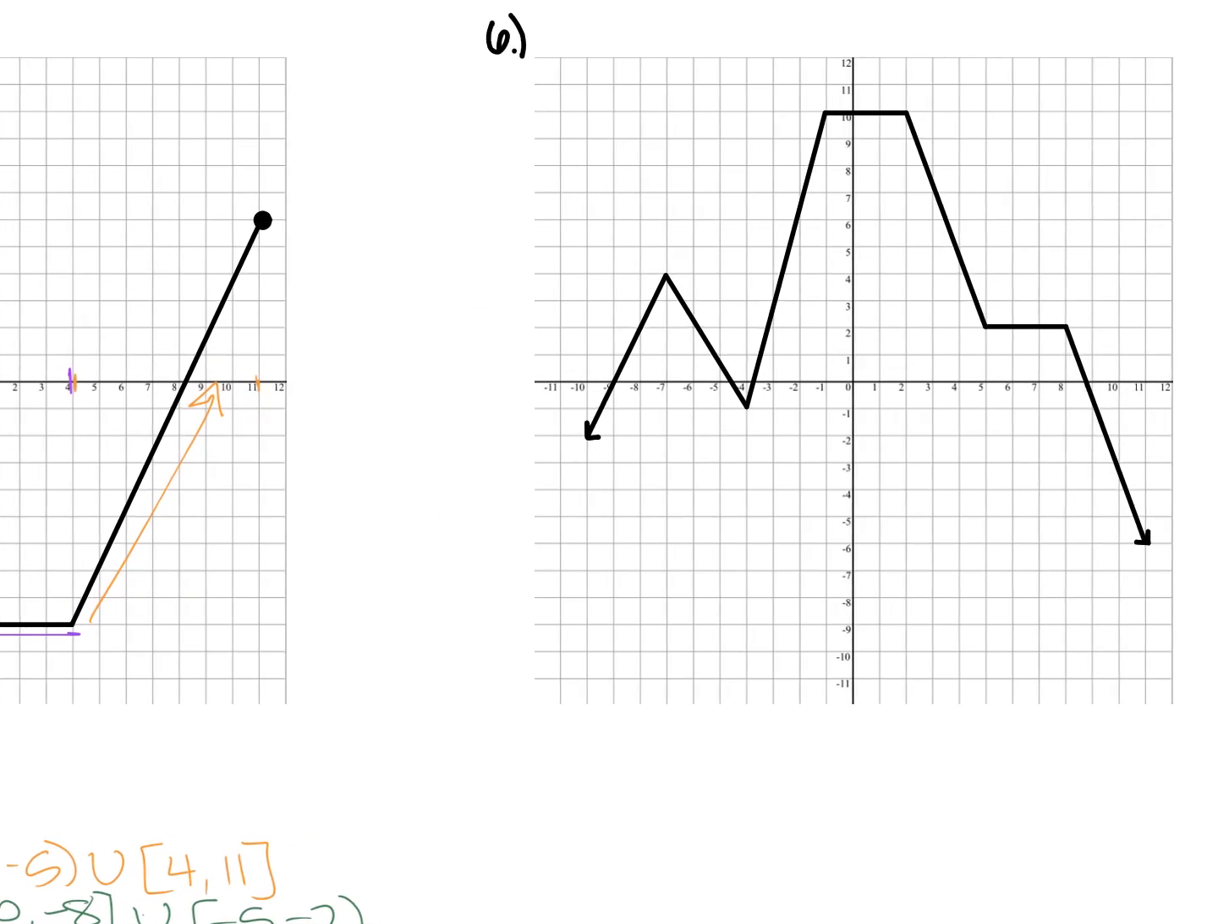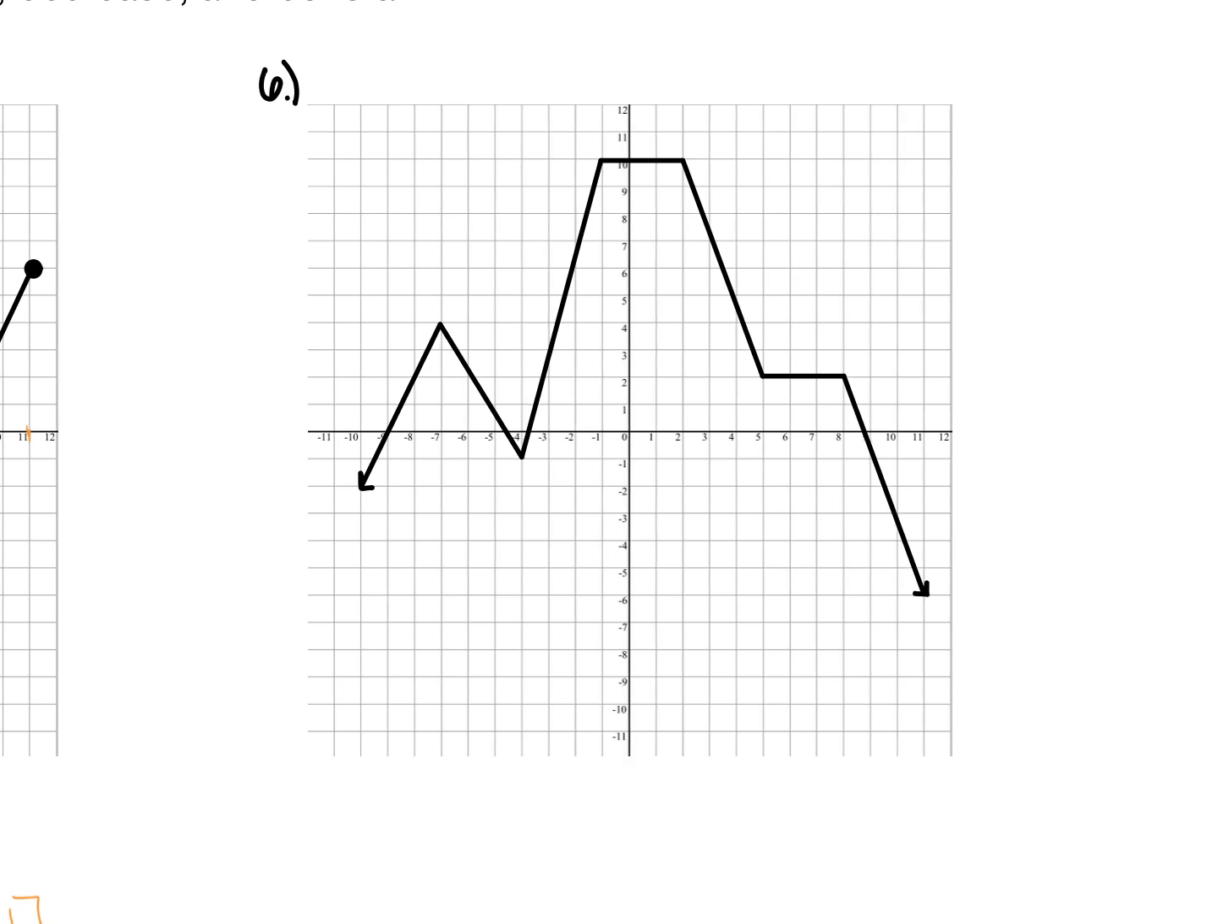For your next graph, number 6, you have a graph that has arrows on both sides, the left and the right of this. The one on the left says that your domain goes from negative infinity, and the arrow on the right says that it goes to positive infinity. So your domain for this one is just from negative infinity to positive infinity. Your range, because both of those arrows go downwards, goes from negative infinity up to the highest value, which is 10.